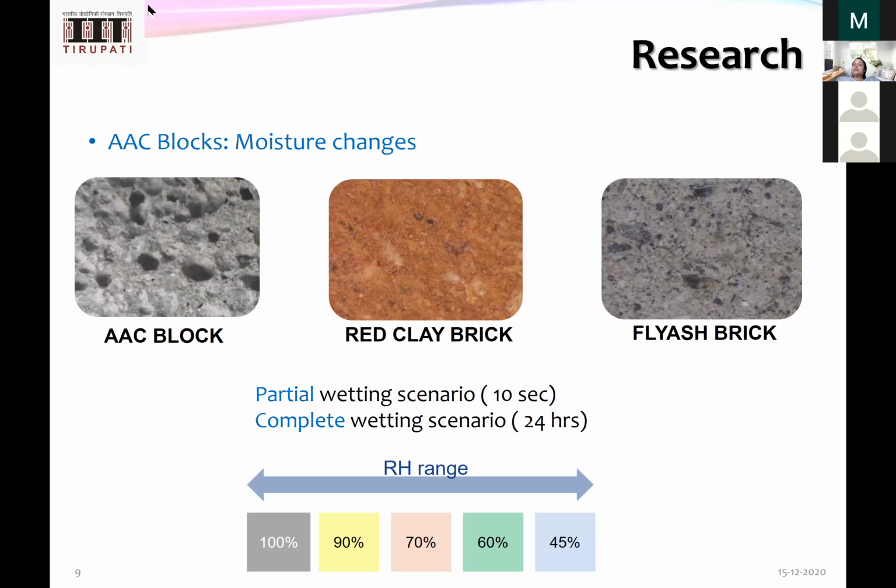Then for different relative humidity, because what happens here is, in a year, the relative humidity varies from one point to another. Obviously, 100% relative humidity, nobody is going to get. You're not going to get a saturated condition of air in an area, at least in parts of India; it's very rare. But we tried all the relative humidities, to see how the moisture change happens in the material.